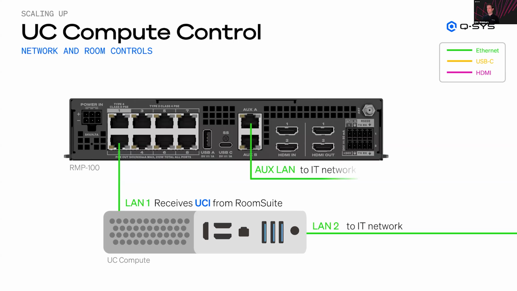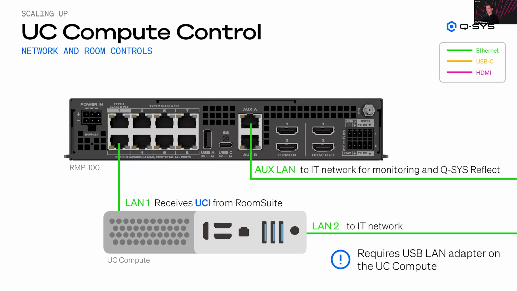And you'll have your aux ports connected to your network for monitoring, as well as connecting to Reflect. So again, it requires a USB LAN adapter on the UC compute. So you will need two network connections in order to receive second page from the RMP processor.